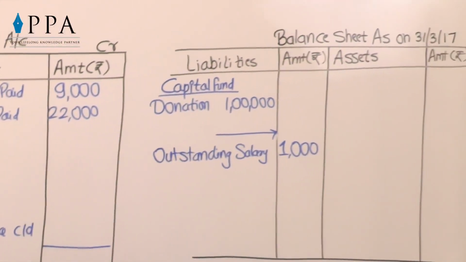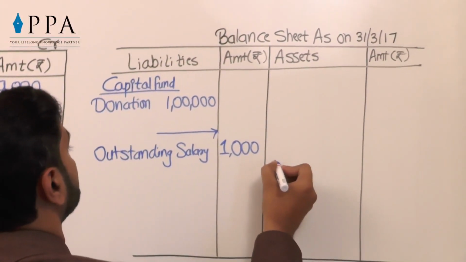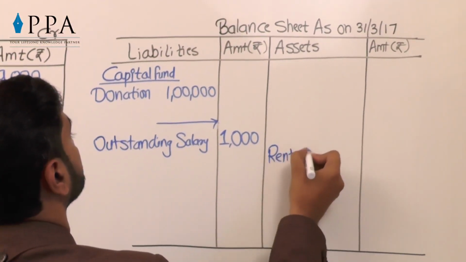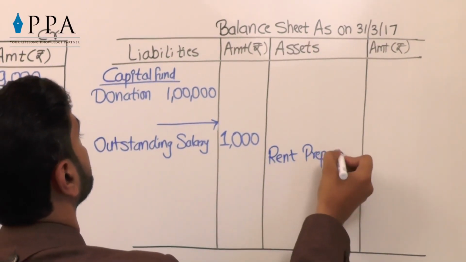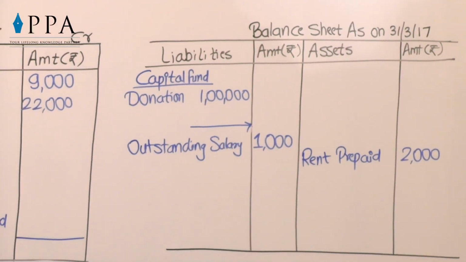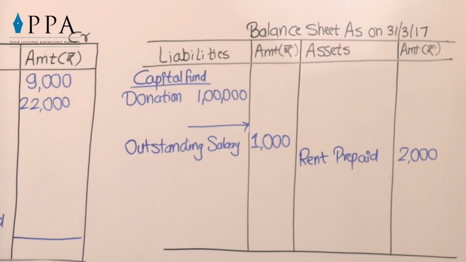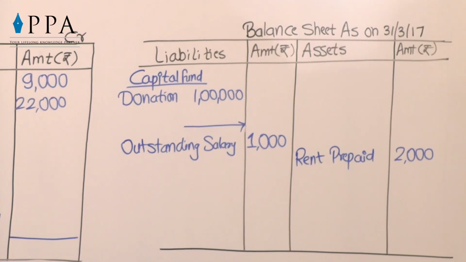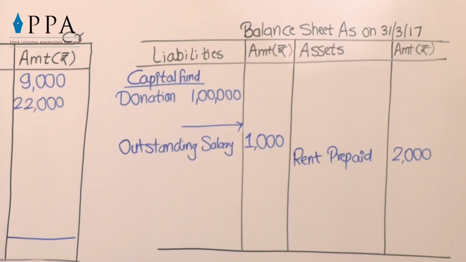Let's move towards balance sheet asset side now. And here I will write rent prepaid rupees 2,000. So paid in advance rent rupees 2,000. So that was second adjustment. First was outstanding, second was exactly opposite.